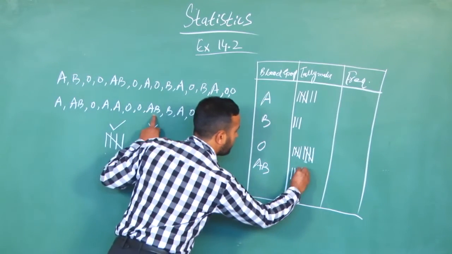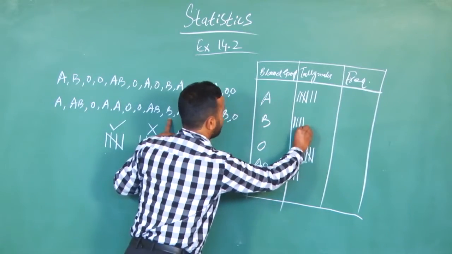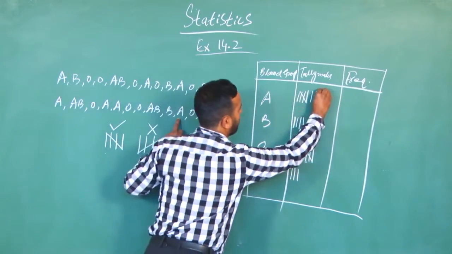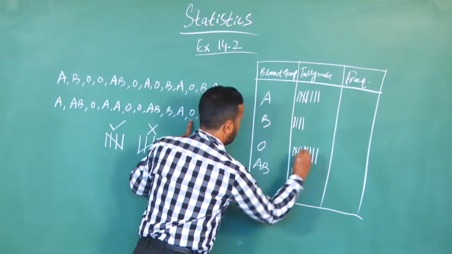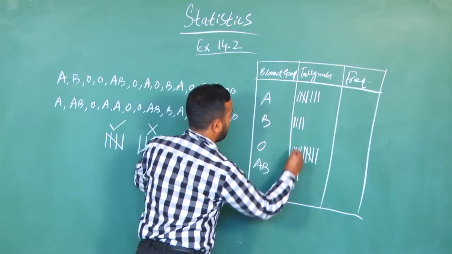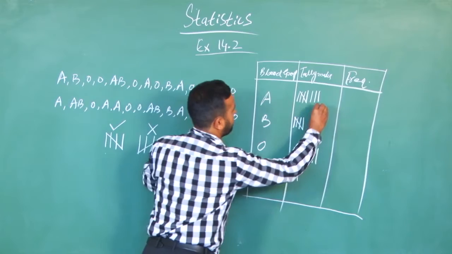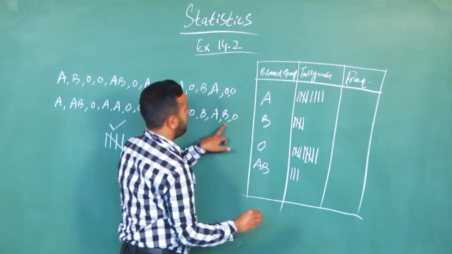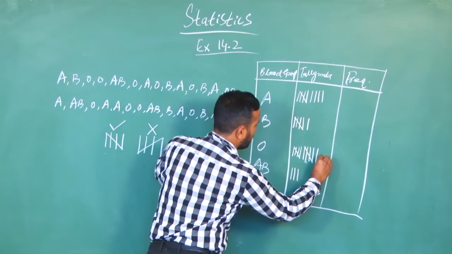AB, it is here. Then B is here. A, put one tally mark here in the A. O, it is O here. B will be like this. A, B, and the last one, that's O here.